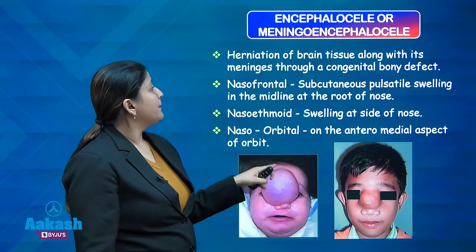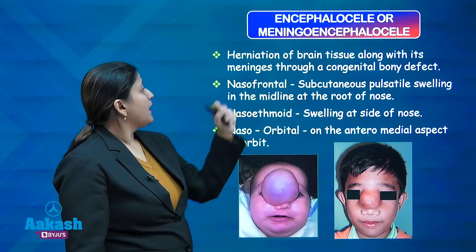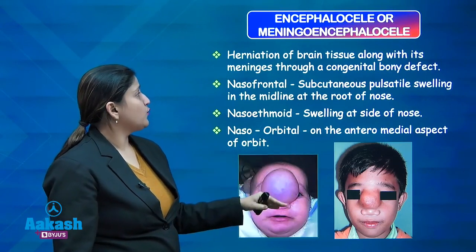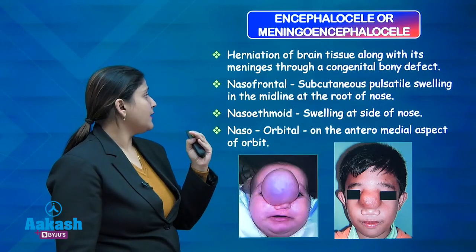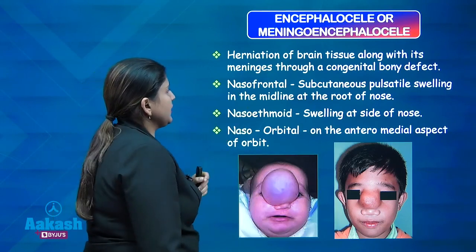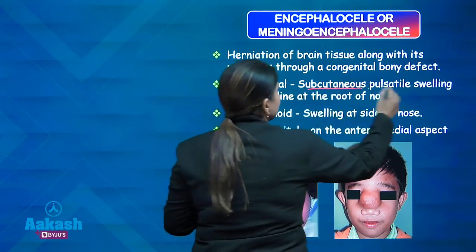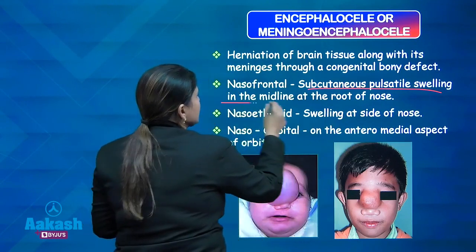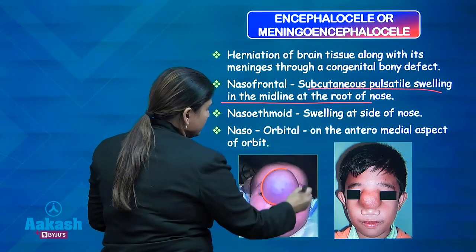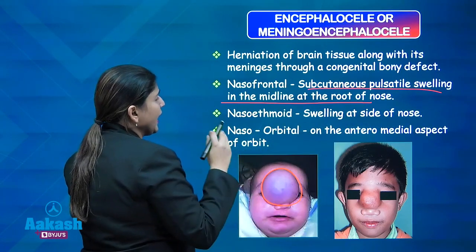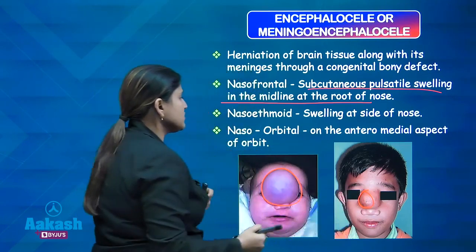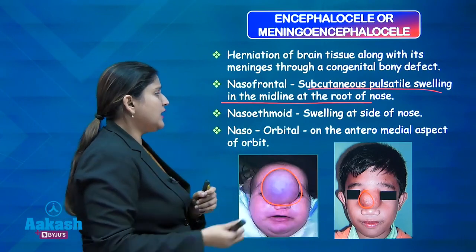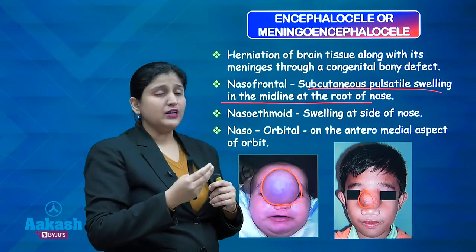Encephalocele or a meningoencephalocele. There is herniation of brain tissue along with its meninges through a congenital bony defect. They can be nasofrontal, that is, the subcutaneous pulsatile swelling is in the midline at the root of the nose. They can be nasoethmoid if they are at the side of the nose, and nasoorbital on the anteromedial aspect of the orbit.